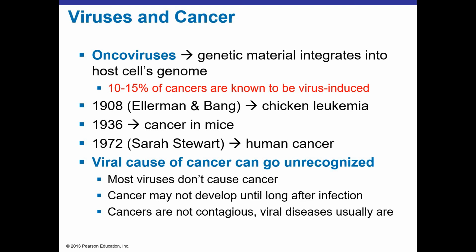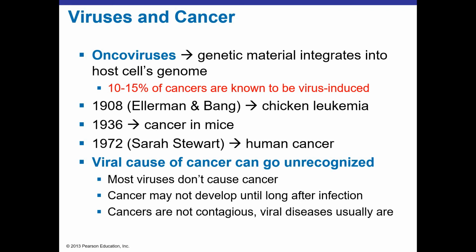Oncoviruses contain genetic material that integrates into the host cell genome and can cause cancer. Cancer is multifactorial, so it's only about 10 to 15% of all cancers that are known to be virus-induced. However, that is still significant. The first of this was demonstrated back in 1908 in a chicken leukemia. Then in the 1930s, this was established to also be true in a rodent model, but it wasn't until 1972 that this was demonstrated to actually occur in human cancers as well.